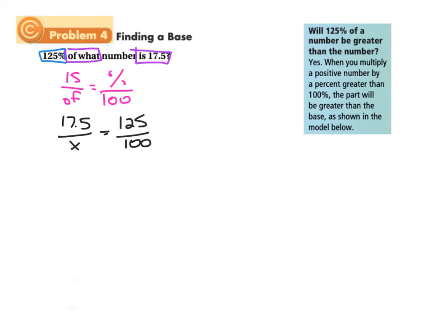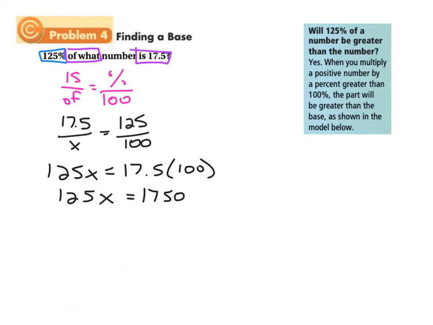And we cross multiply, and so what do we get? We get 125x equals 17.5 times 100, which again, when you're multiplying by 10 or 100 or 1,000, a 1 with however many zeros behind it, you move the decimal to the right however many zeros there are if you're multiplying. So since we have 2 zeros and we're multiplying, we move it 2 places to the right and we get 1,750. And then of course we need to divide both sides by 125.